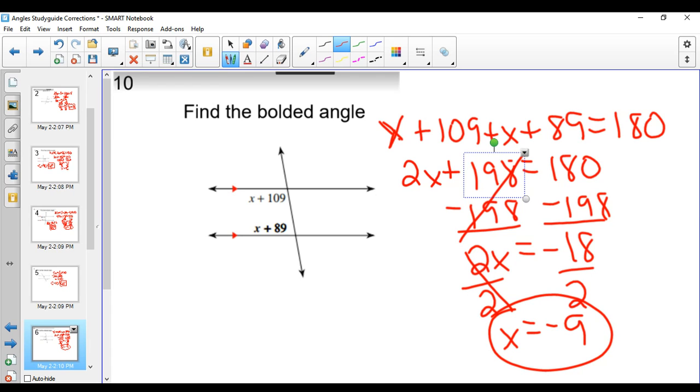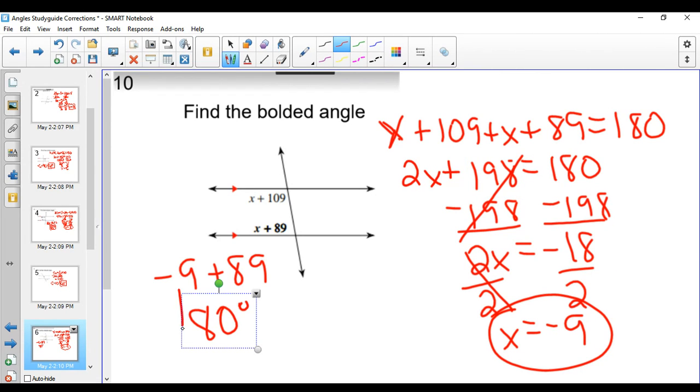Now again, we don't want just the value of x, we want the actual angle measurement. So if they ask for the bolded one, that's this expression here, x plus 89. So if x is negative 9, we're going to do negative 9 plus 89, which gives us 80 degrees. Okay, and again, if you look at the size of that angle, it looks to be just a little less than 90 degrees, so the size of our answer makes sense.